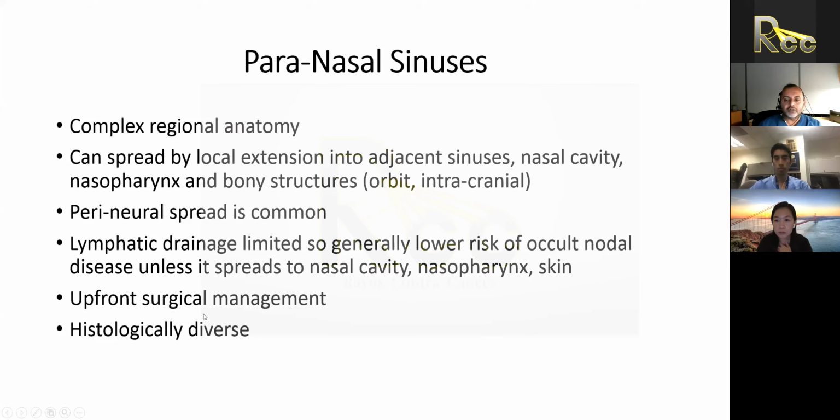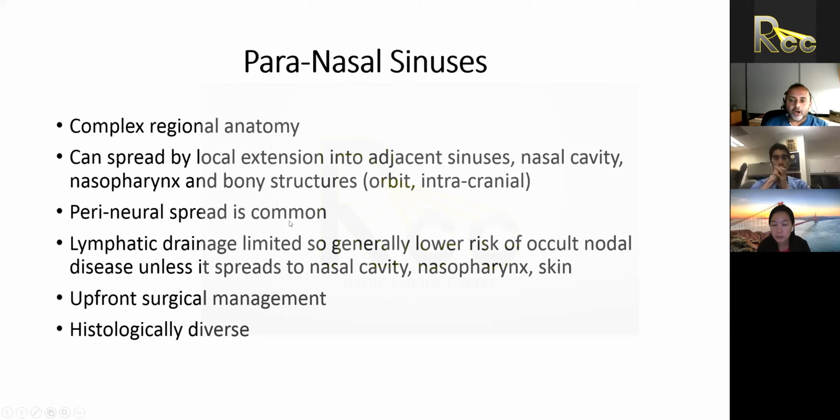I think generally for most things outside of lymphoma, the primary management is surgery in these patients. The nice thing about the paranasal sinuses is that generally the risk of occult nodal metastases is low because the sinuses don't have a rich lymphatic supply. But beware, if you have disease from the paranasal sinuses that goes into the nasal cavity or the nasopharynx or the skin, these sites are extremely lymphovascular rich and so can have a much higher risk of nodal metastases.